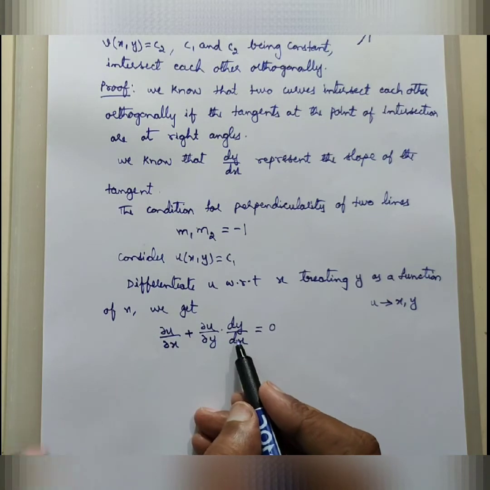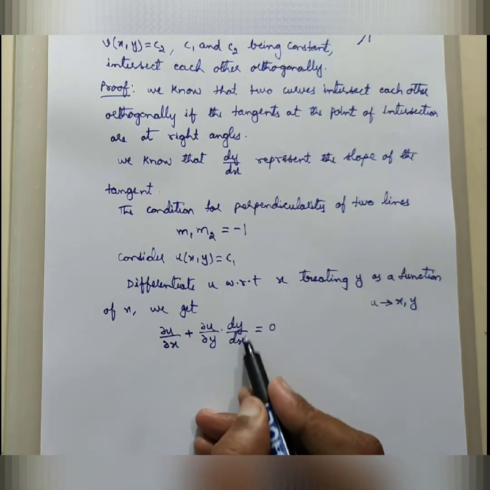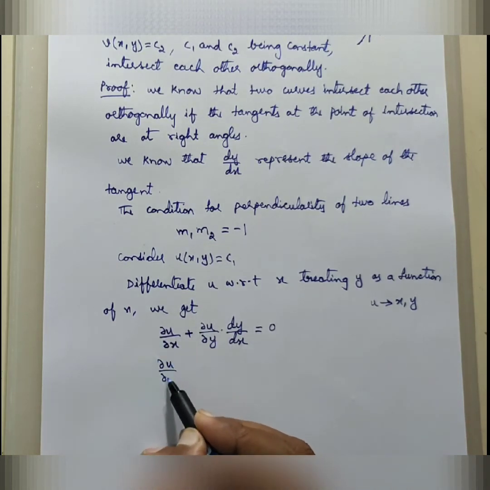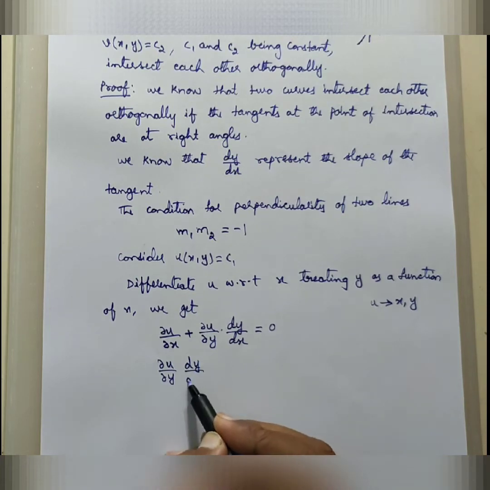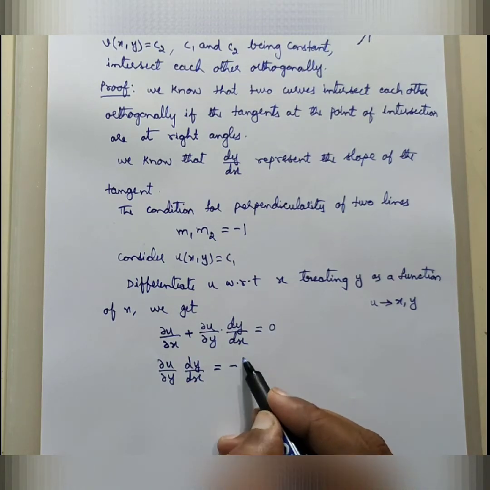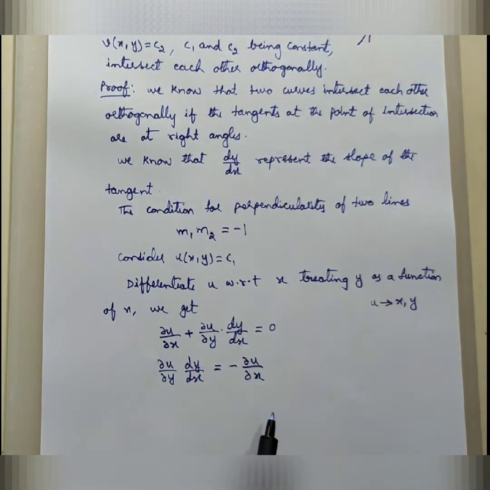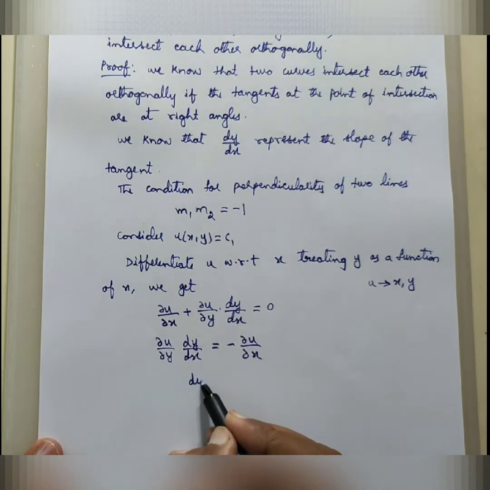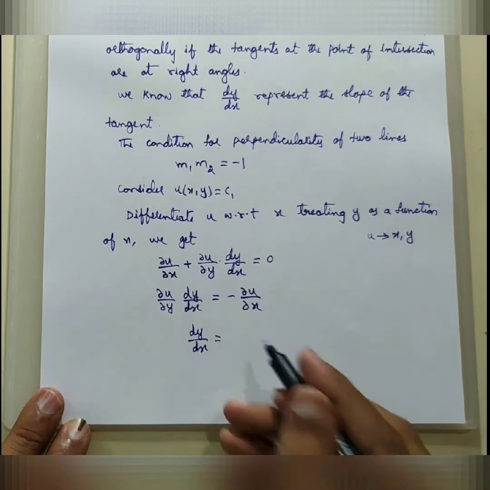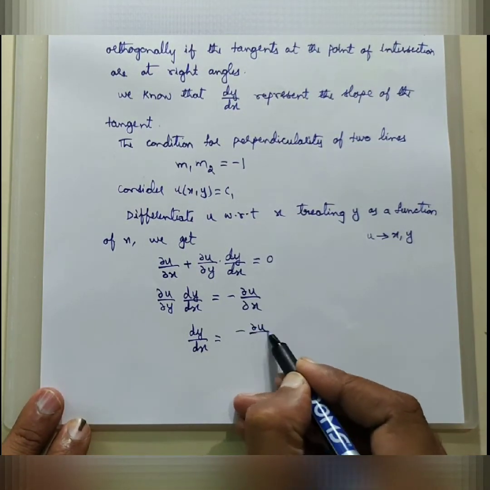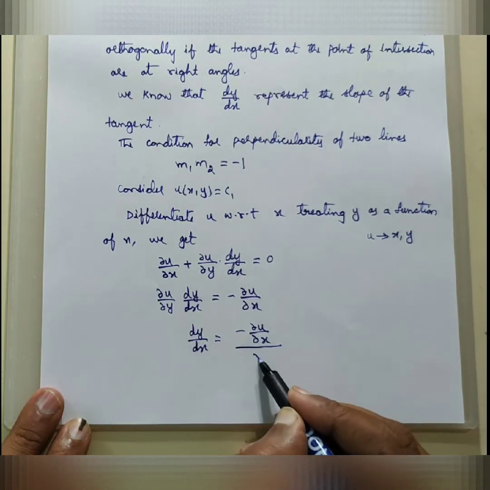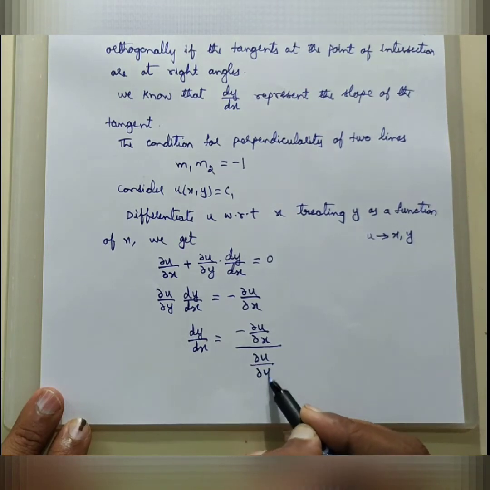Further, if I simplify this, I will find the value of dy by dx. So send dou u by dou x to the other side. So dou u by dou y into dy by dx is equal to minus dou u by dou x. Further, dy by dx will be equal to minus dou u by dou x, which remains as it is, divided by dou u by dou y.